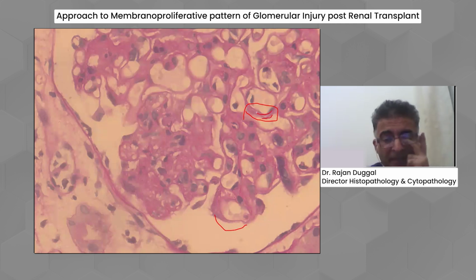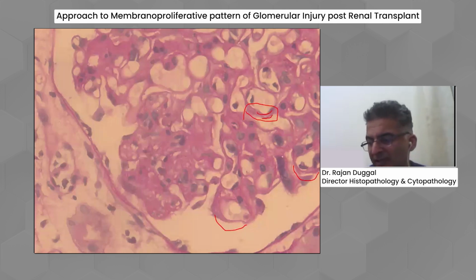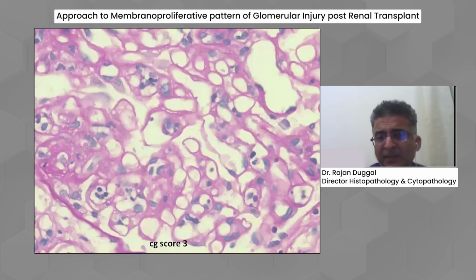Do remember that normally whenever we interpret duplication, we interpret mostly in the peripheral capillary loops and not inside the capillary loops. But even the central area of the capillary loops can be interpreted. And this is very advanced transplant glomerulopathy. What you are seeing is clearly one membrane here and one membrane here. In between, there is a clear space. So this was also labeled as a tram track appearance.